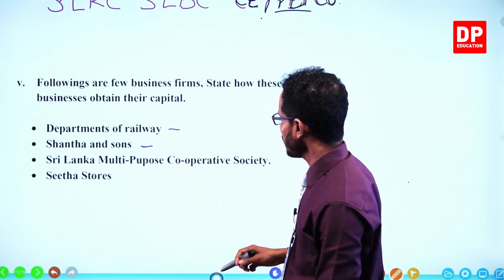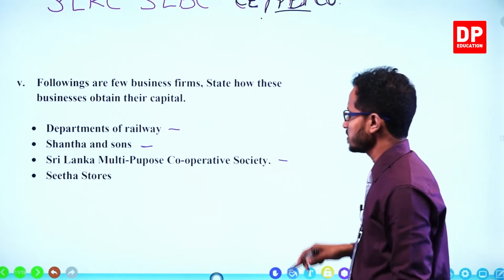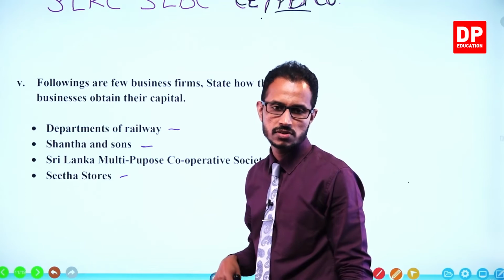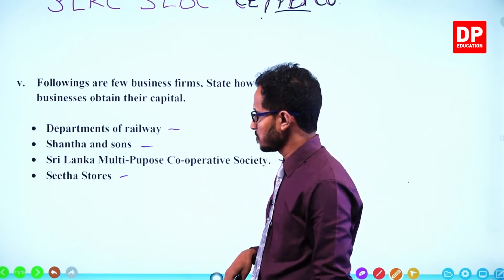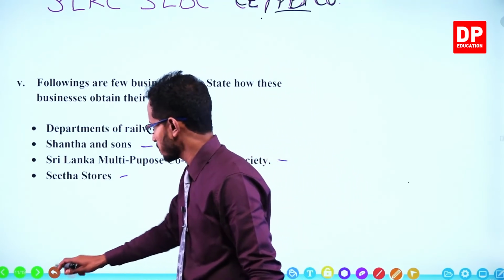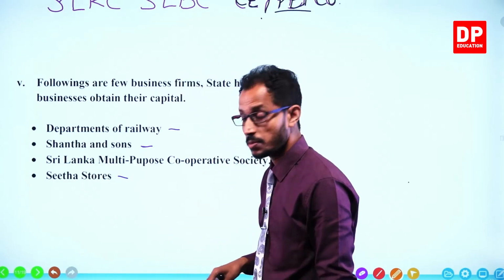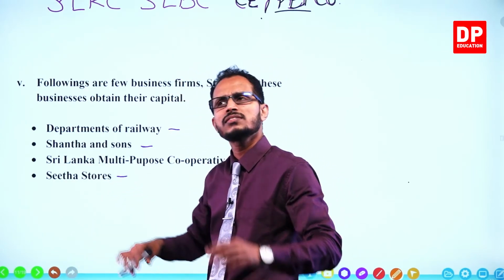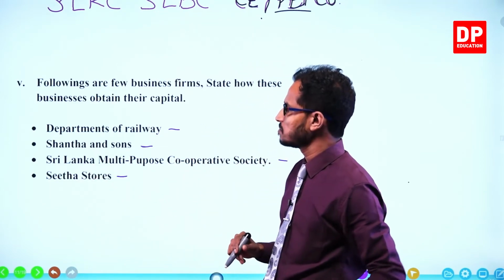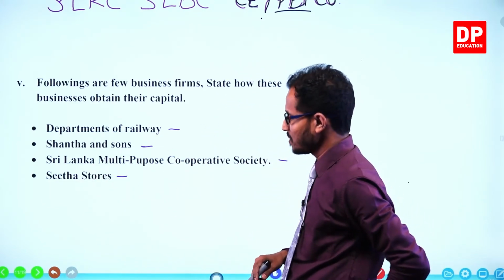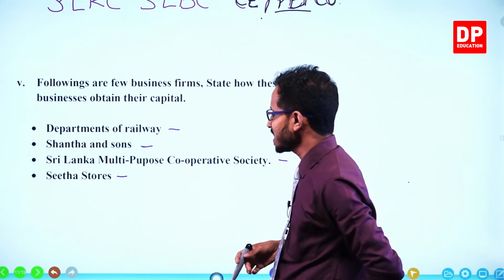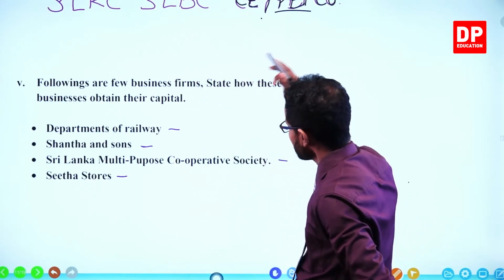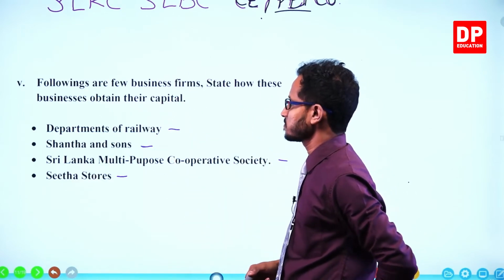Sri Lanka Multipurpose Cooperative Society, Sita Stores. Sita must be Rama's wife, right? Doing a business. I wonder what Sita is selling. Yeah, maybe herbs. Sita Stores.